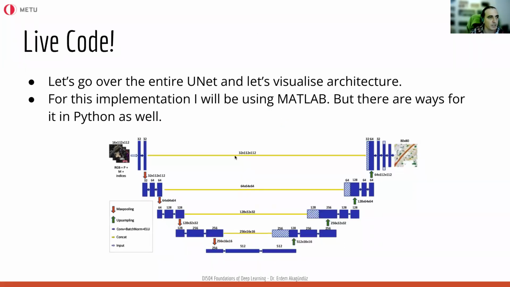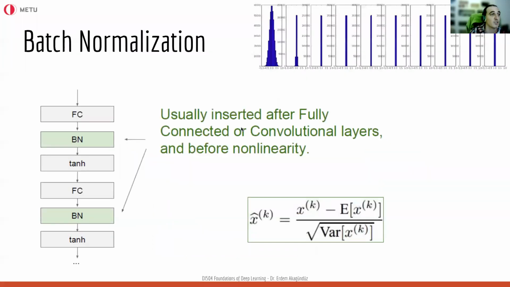I'm going to give a break. Then I'm going to show you the UNets, just like I did the previous week, using the Network Analyzer of MATLAB. Any questions about dropout or batch normalization or other layers?